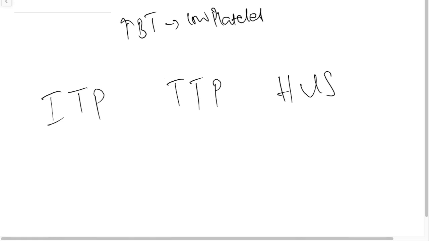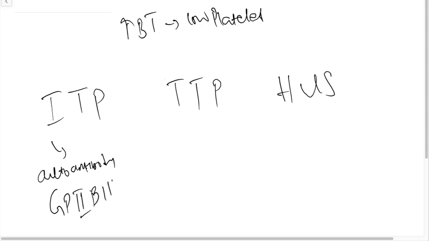What is the pathophysiology behind ITP? It's an autoimmune disorder. It's immune thrombocytopenic purpura. That is, there's an autoimmune production of antibodies against what? Autoantibodies against the receptors of the platelet. Receptors such as GP2B3A.